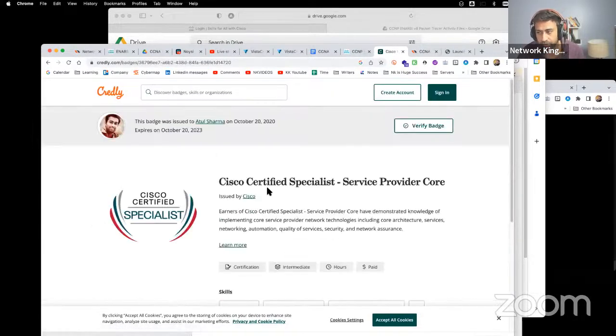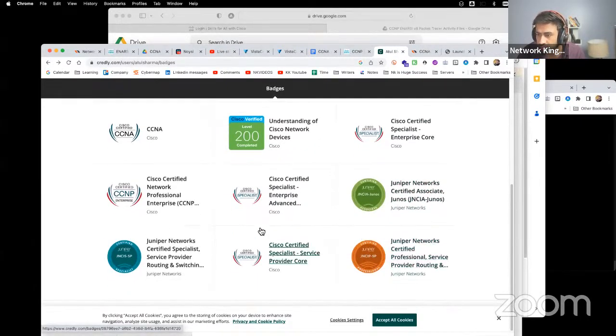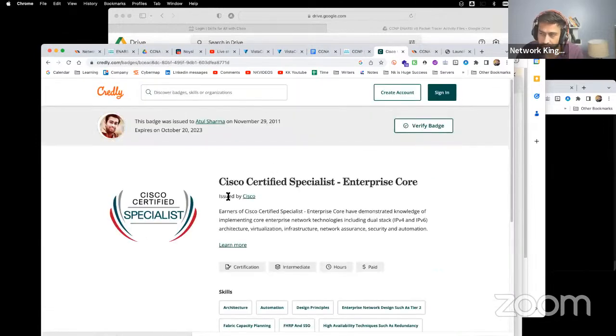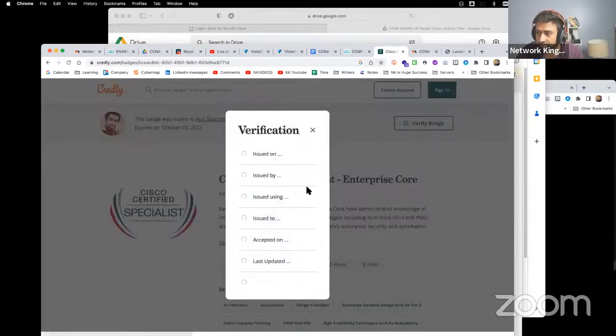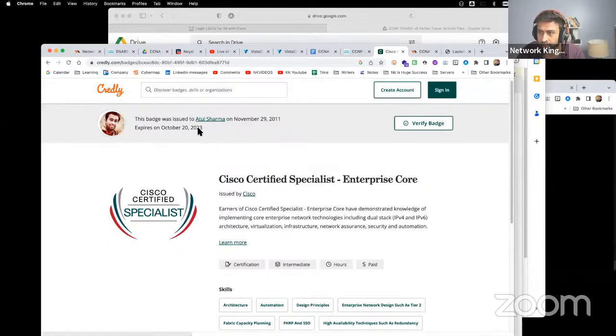So one certification you will get is this. Sorry, this is my service provider certification. So where is my enterprise? I think it's not showing me. Yeah, Enterprise Core. So this is the certification you will get. This guy is certified, and the certification is expiring on 20 October 2023. Oh man, again I have to give the exam. Okay, no worries. Companies can directly verify that I gave this exam in 2011 and got a renewal and so on, so the certification is valid for three years.